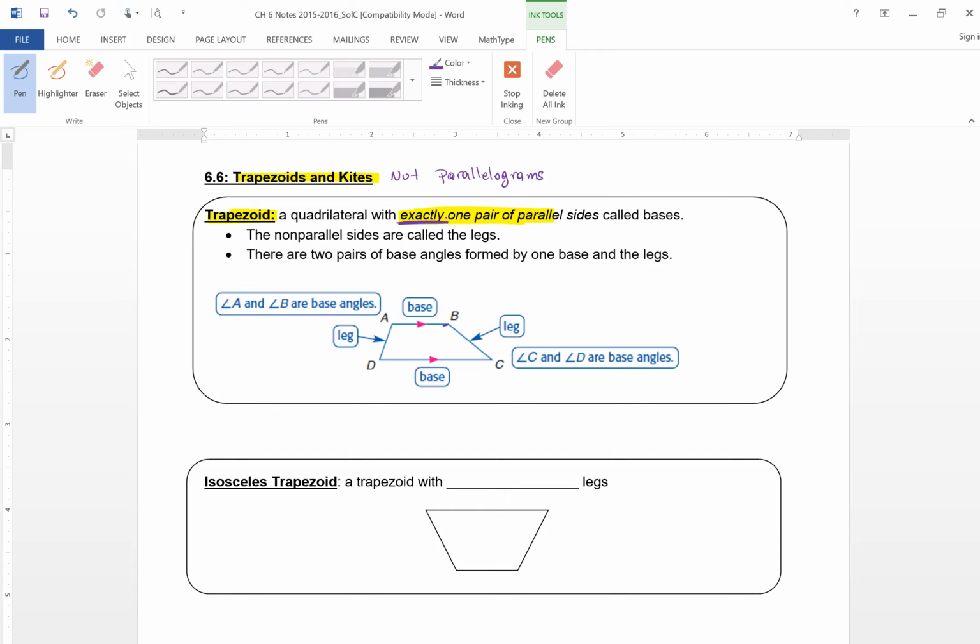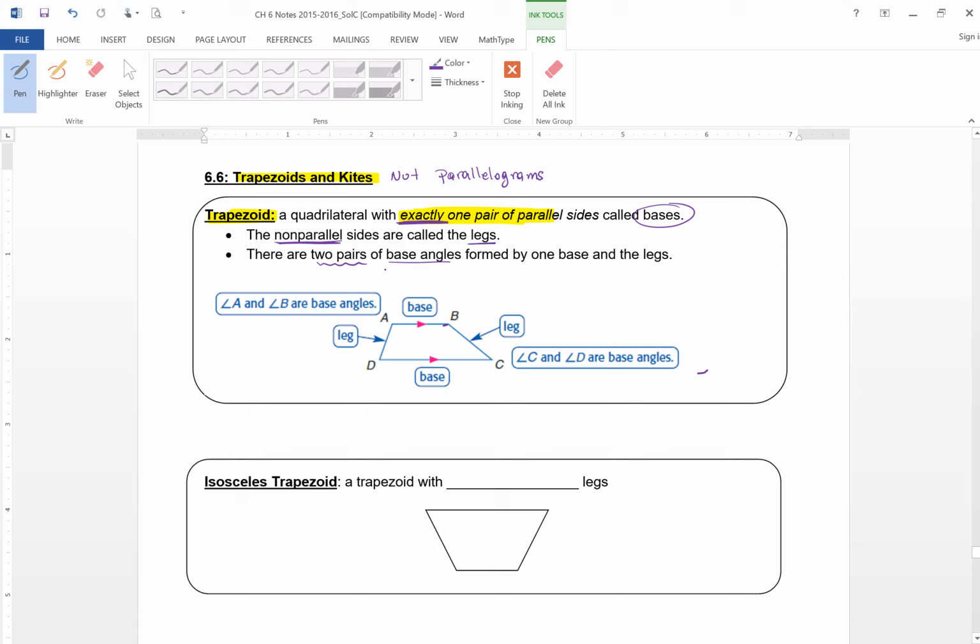All right. Those parallel sides are called bases. So four sides. If two of them are parallel, those are the bases. That leaves another two sides. Those are not parallel. We call them the legs. So the legs are non-parallel sides. What would happen if the legs were also parallel? What would the trapezoid become? A parallelogram.